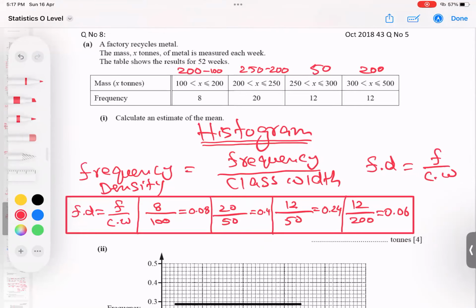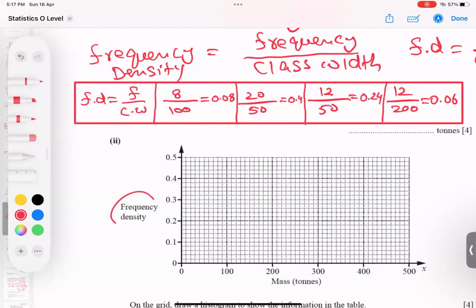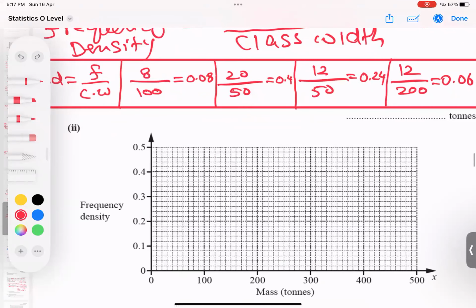Now, all of you get ready. Bismillah ar-Rahman ar-Rahim. I'm going to do it now. For your knowledge, frequency density is always along the y-axis, and mass, marks, weight, whatever, is along the x-axis. So let's start. Job number one. What is job number one?